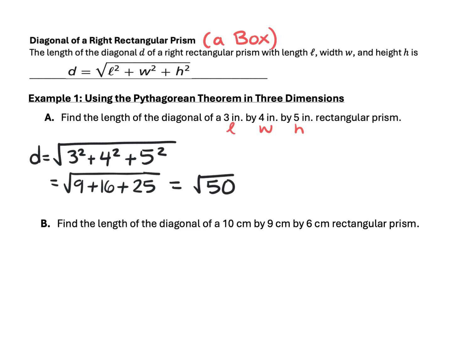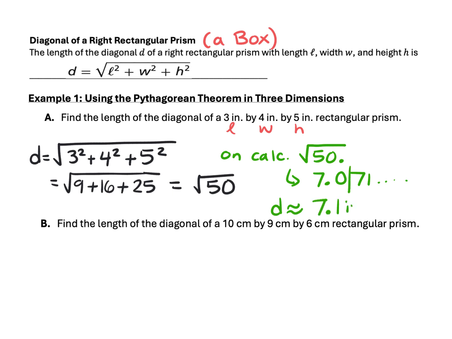To get the decimal approximation, we need to put that into our calculator. Remember that if you have a scientific calculator, sometimes you need to put the decimal point in the problem. So you'll do your square root and then 50 decimal point, and that'll force your calculator to give you the decimal. You'll see 7.071 dot dot dot. We're going to round to one decimal position. So I'm going to say the diagonal is approximately 7.1 inches.